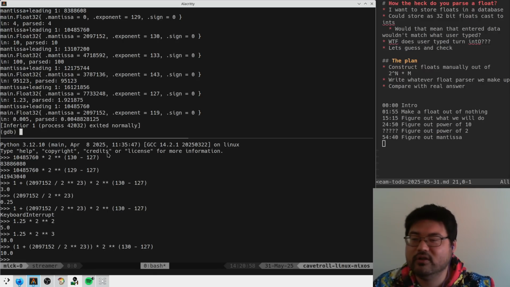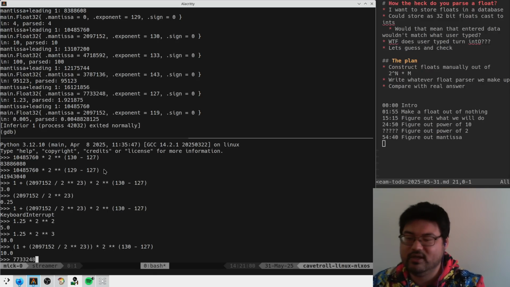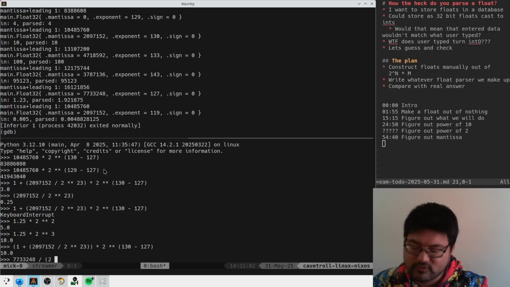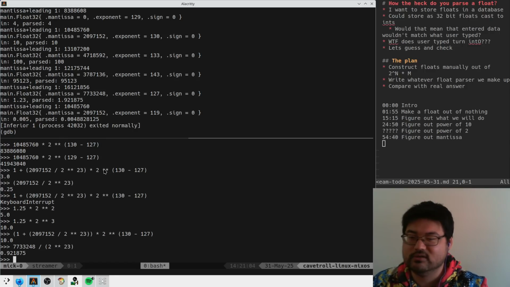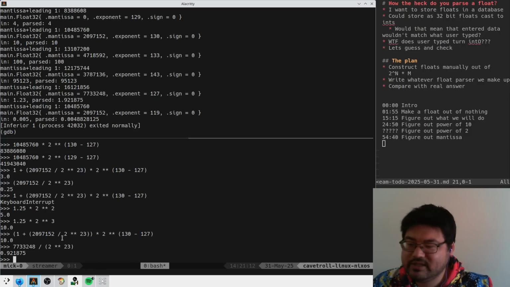Right? So now, at the very least, we can understand that this over 2 to the power of 23 is 0.92. So that's where this is coming from, I guess? Right? Because the exponent is 0. That makes sense. So they're literally just adding this thing. And so this should be like 1.23. And the question is, what is happening there?